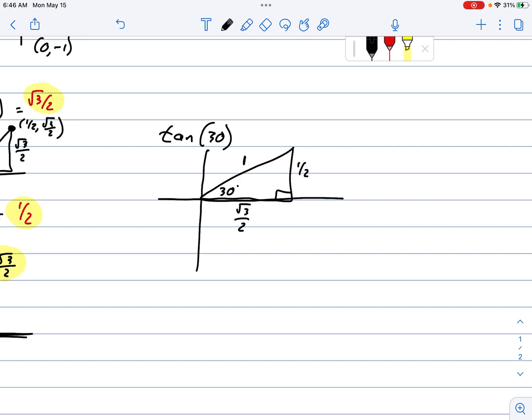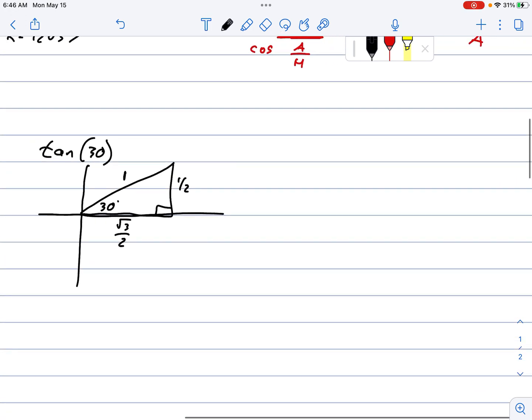How nice. Now, how do you find tangent? Well, this point is cosine comma sine, x comma y. But my tangent is equal to sine over cosine.